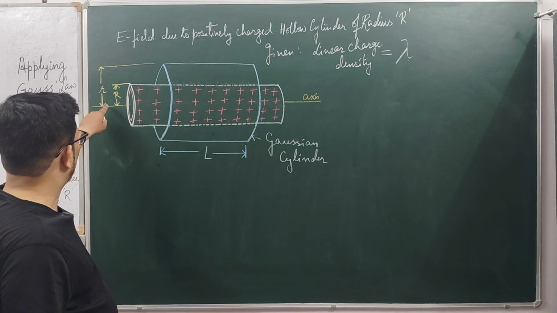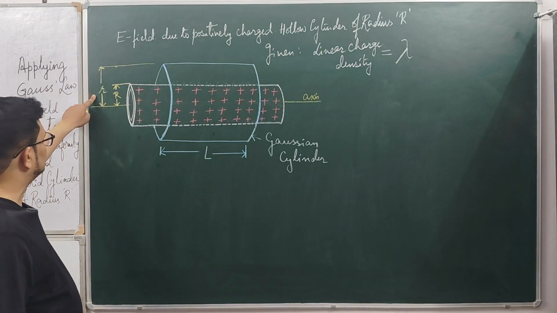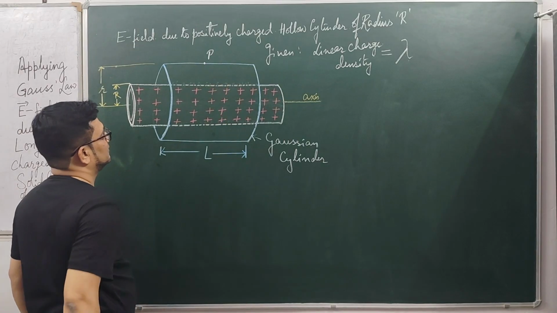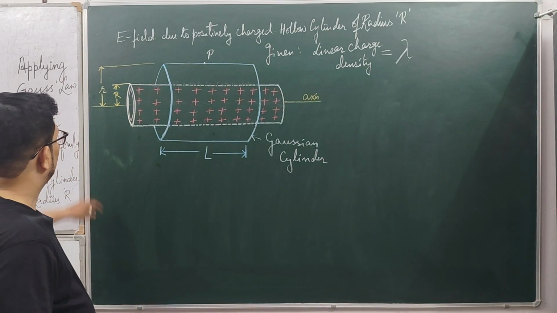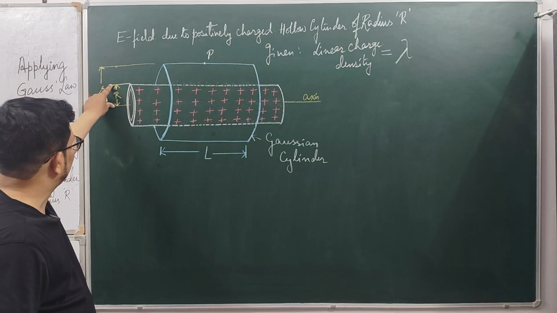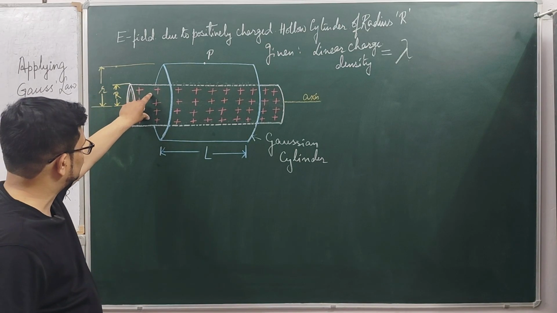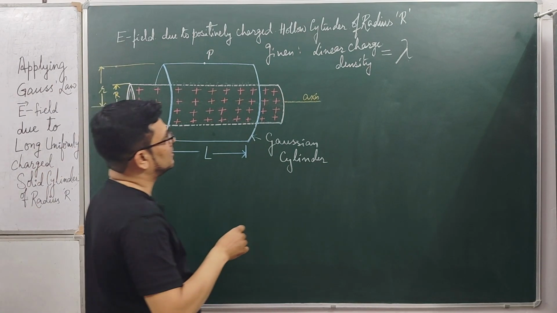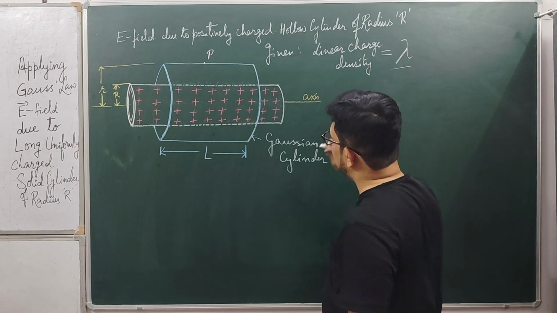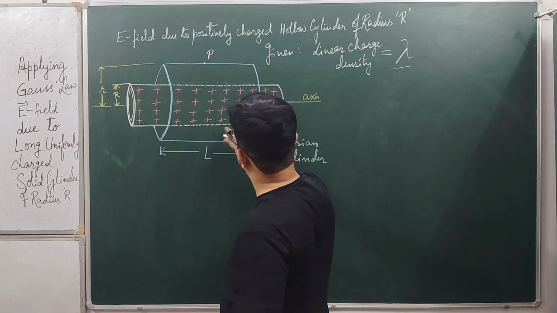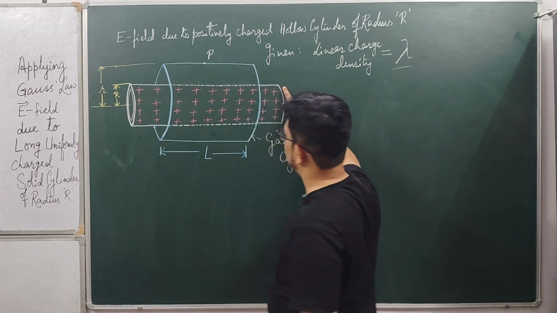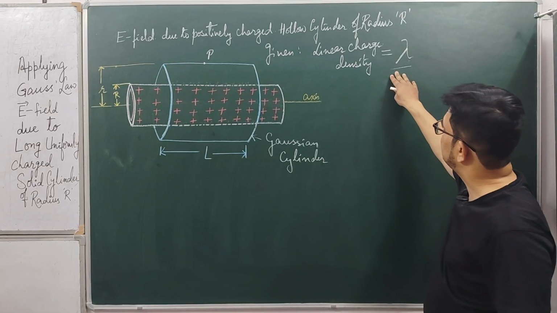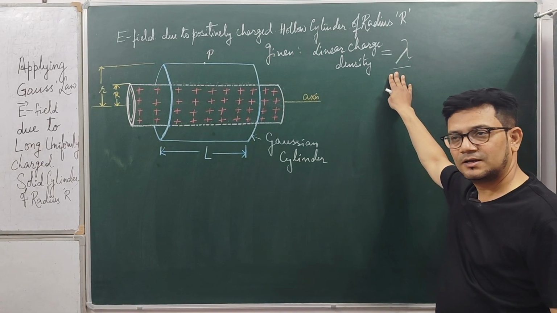Now we assume the distance, which is the point of interest. Here's the point wherein we want to find the net electric field. The given information is that the hollow cylinder that is charged positively is of radius capital R, and the linear charge density is given as lambda, which means that this is just increasing lengthwise. The radius is constant. The only increase is in length, and that's the reason we are considering linear charge density lambda.